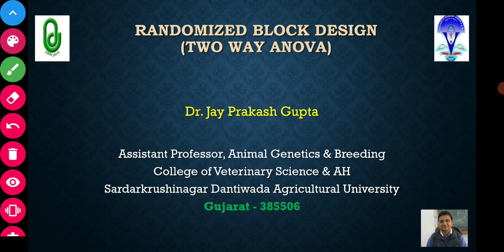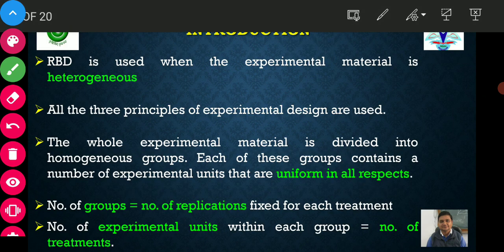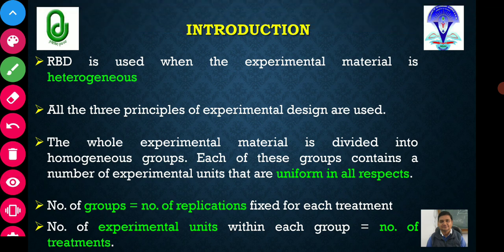RBD is used when experimental material is heterogeneous. So the first requirement for RBD is that your experimental material, whether it is a field or animals or whatever experimental material you are having, should be heterogeneous. If it is heterogeneous, you have to go for RBD, randomized block design.